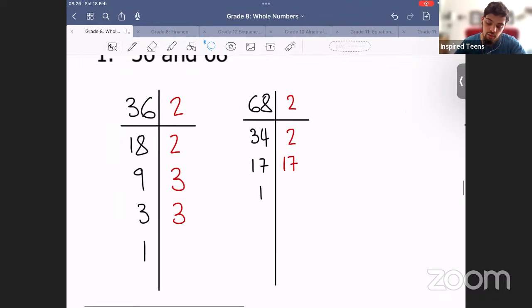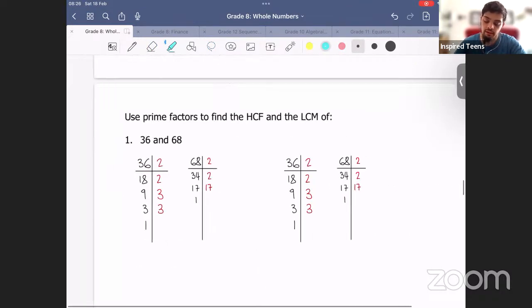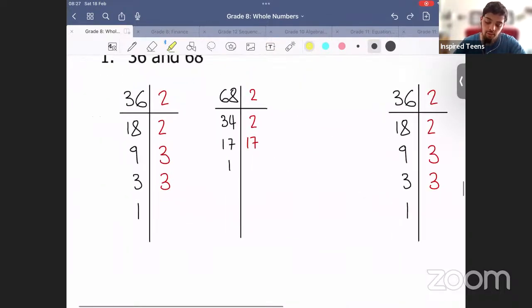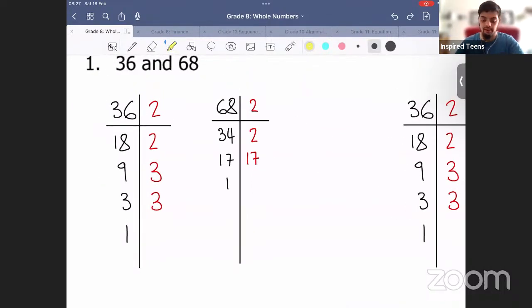Okay, so in this case, now that I have written the prime factorization of each number, I need to follow step 2, which says identify the common factors and multiply the common factors only on one side. Okay, so what does that mean? Common factor, we're talking about the prime factors. So when it's common, it means it needs to be on both sides, in both prime factorizations of both numbers.